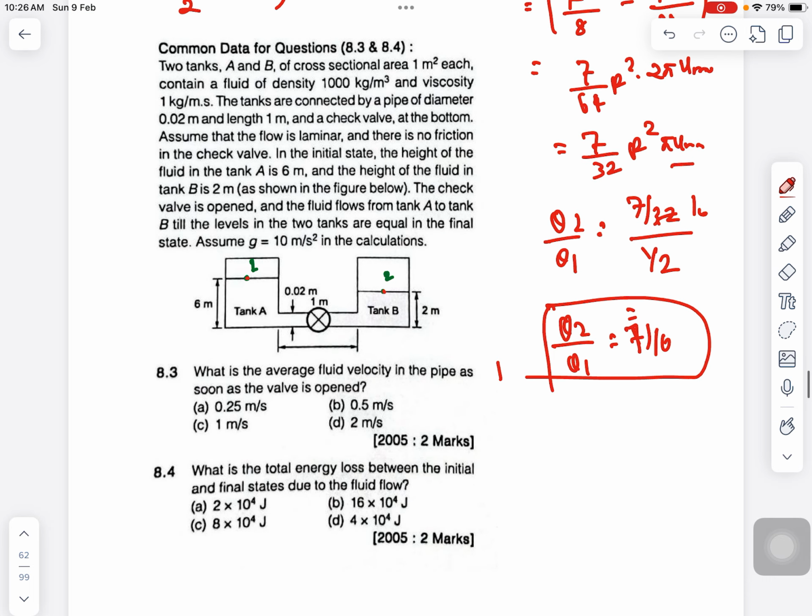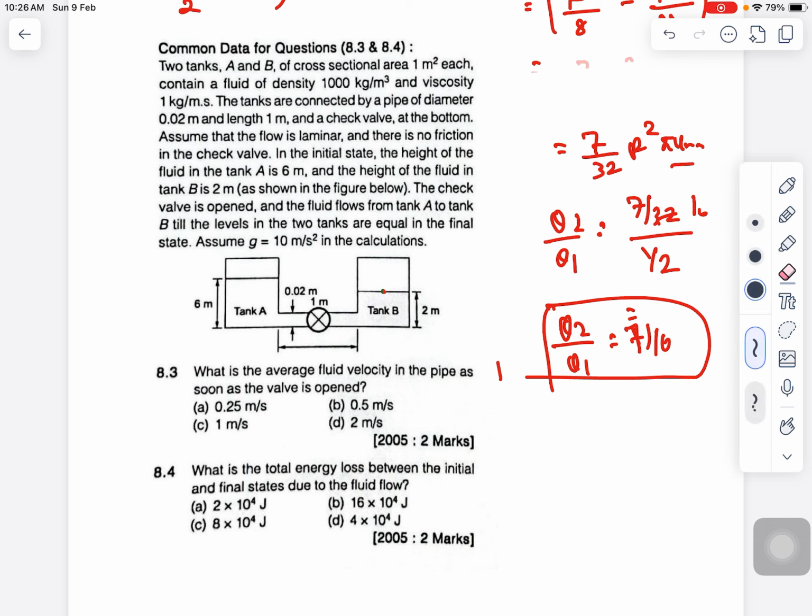Okay. After that, I'll be moving towards the next question, and the next question says that two tanks A and B of cross-sectional area 1 meter square each contain a fluid of density 1000 kg per meter cube, and the viscosity is given. The tanks are connected by a pipe of diameter this, and the water height in tank A is 6 meter and the water height in tank B is 2 meter.